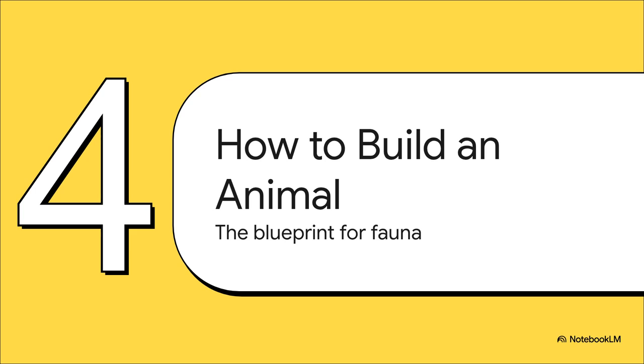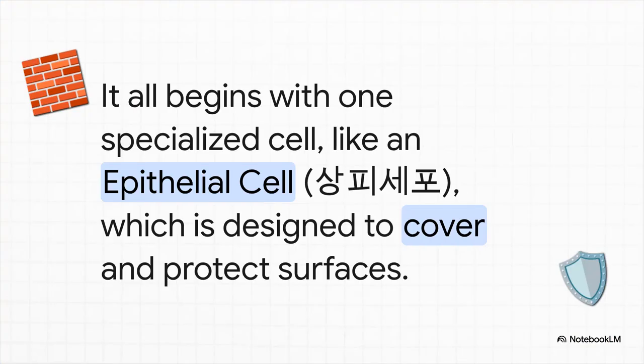All right, let's put this blueprint to work. First up, we're going to follow the instructions for building an animal. We'll use a person as our example. Step 1, for our animal build, we start with a single specialized cell. In this case, an epithelial cell.